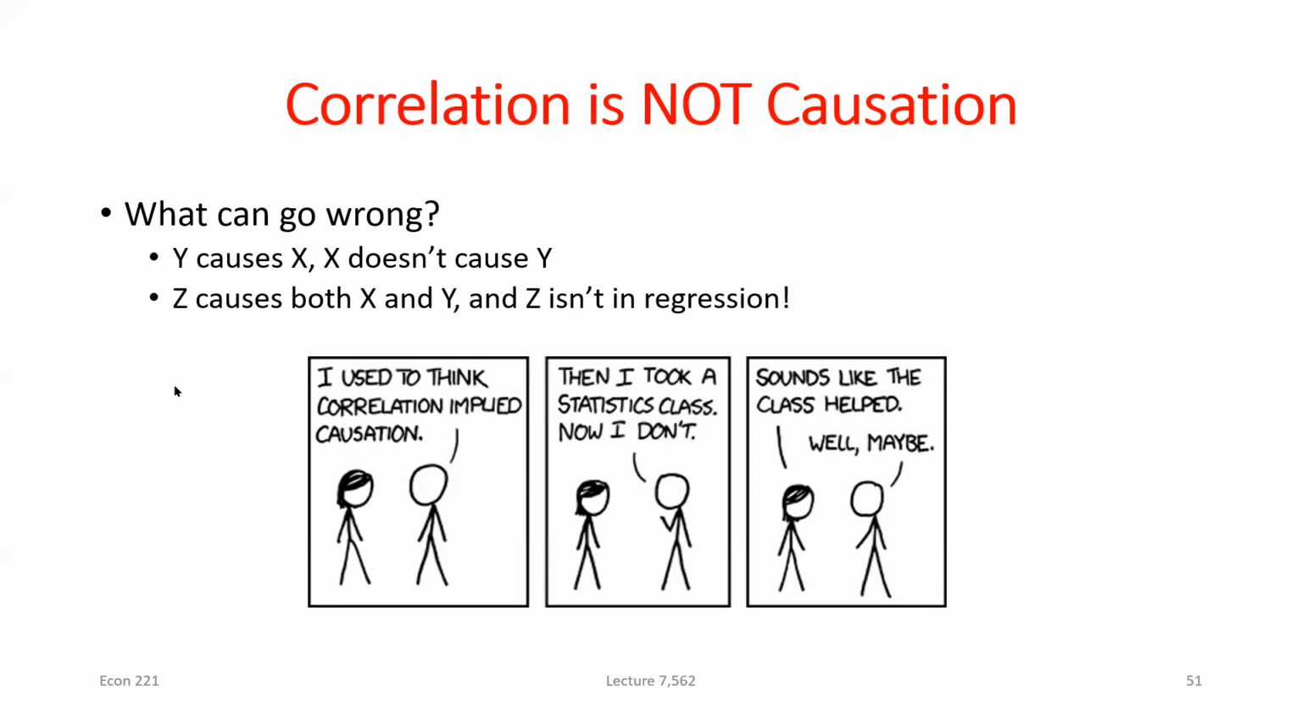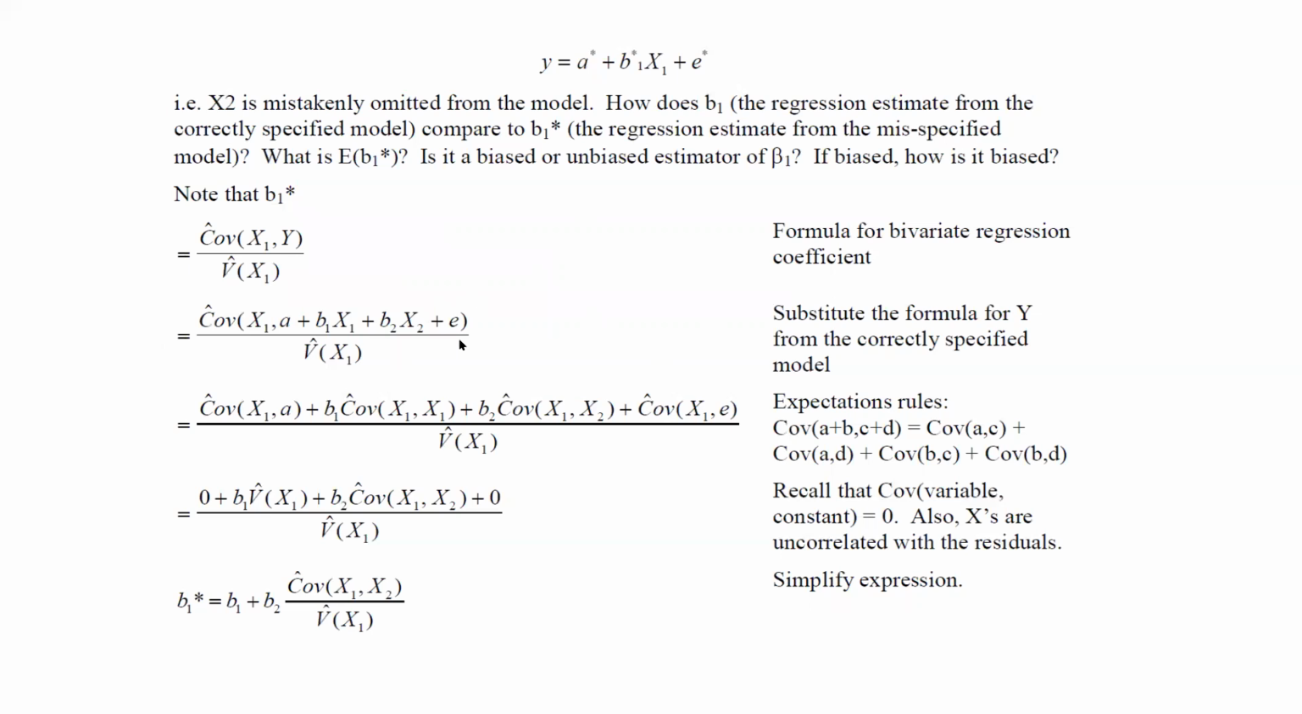I always thought this was kind of funny. I used to think correlation implied causation. Then I took a statistics class and now I don't. Sounds like the class helped. Well, maybe, right? Maybe it wasn't the class that was causing me to understand this. It was the fact that there are other characteristics of myself that led to me taking the class that actually caused me to understand it, right?